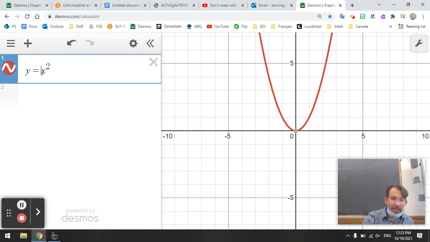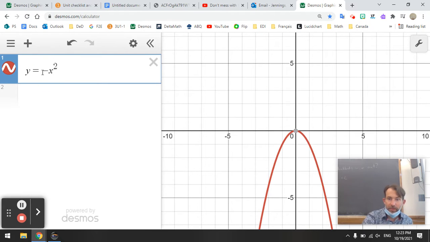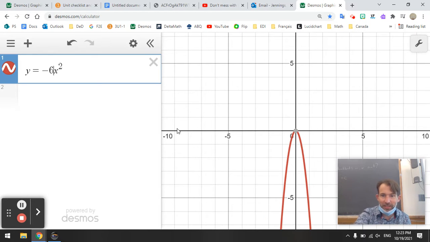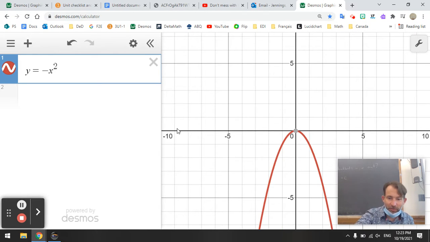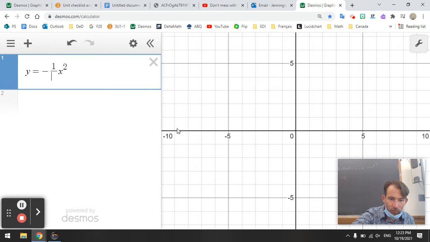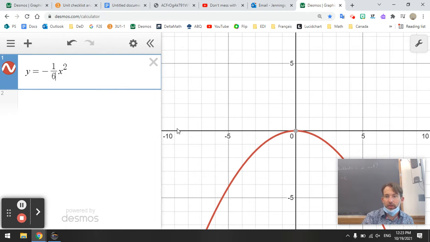I could also have negative x squared. Boop. And that also has one zero at 0, 0. So does negative 6x squared, or negative 1 over 6x squared. It has also a single zero, and that happens at 0, 0. If b and c are both 0, so ax squared plus bx plus c, when b and c are both 0, its vertex is 0, 0. And that's the family of quadratics for that.